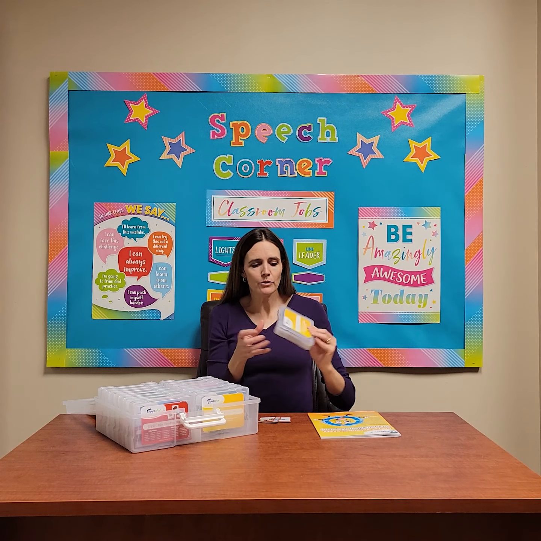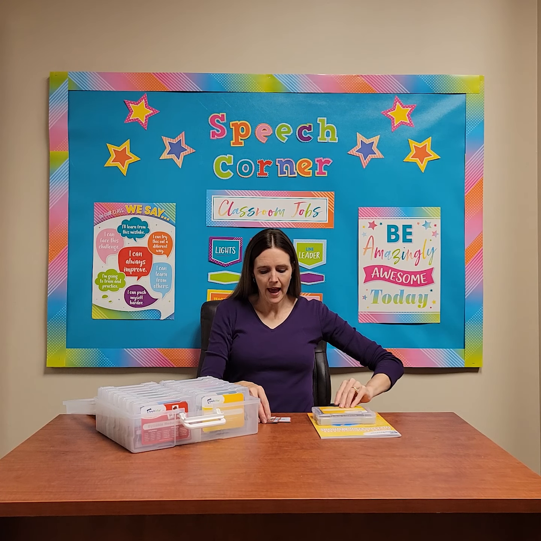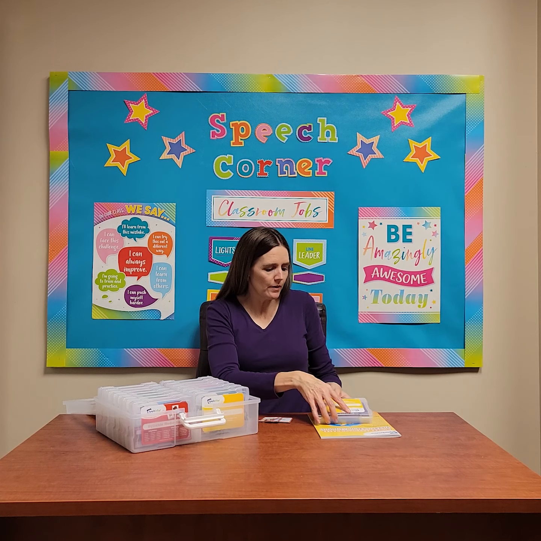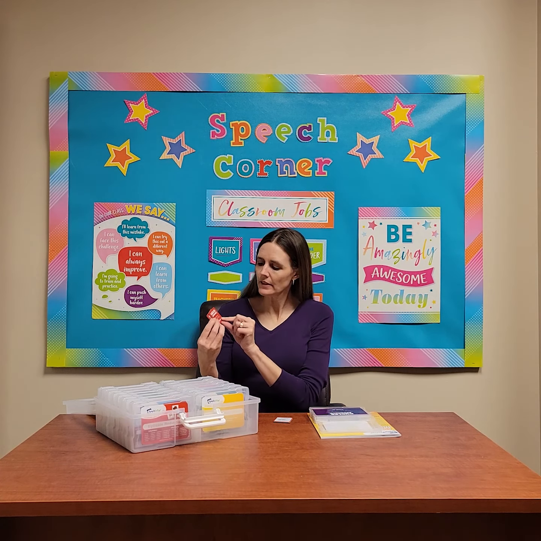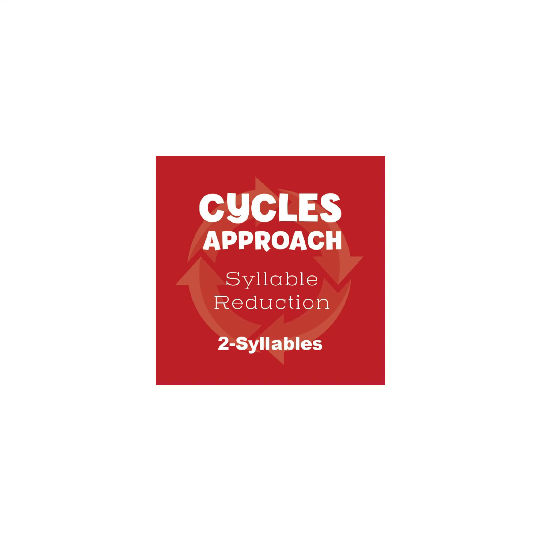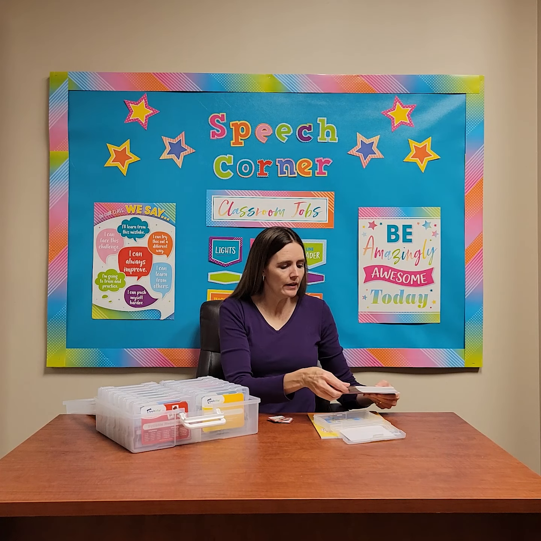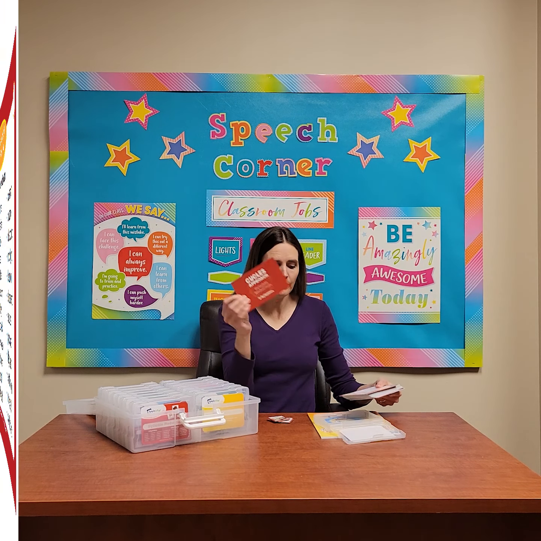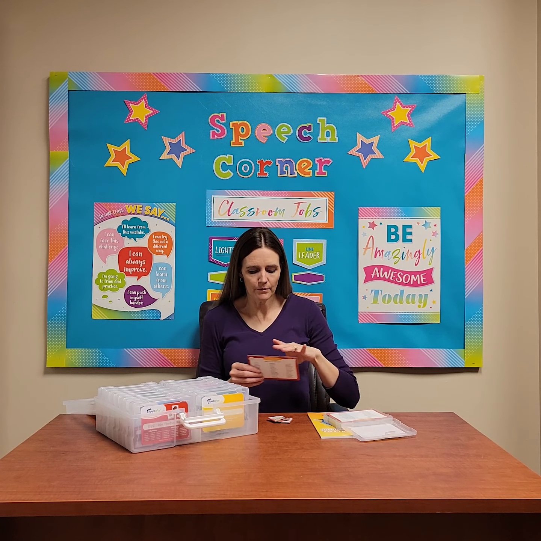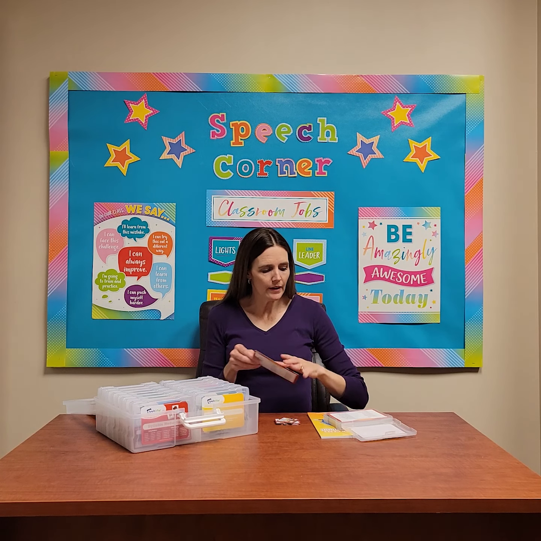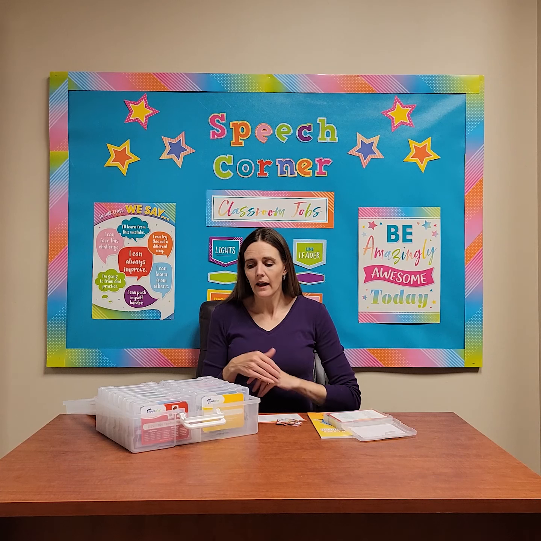Then I can grab my auditory bombardment cards, and once I open them up, I can see here on the back of my tiles, it keeps everything. It says syllable reduction, 2-syllable words, and then that's what I would find here in my auditory bombardment cards. So I've grabbed the appropriate card. As you can see here, you can use that to do your auditory bombardment portion of your therapy session. And it keeps everything just nice and organized.